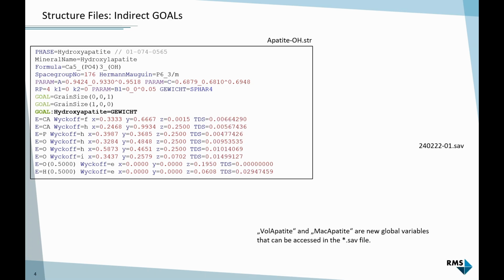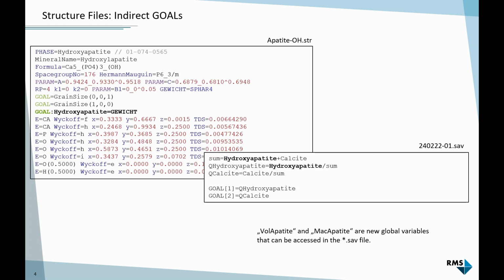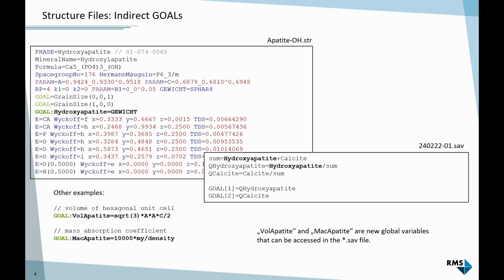Indirect goals, that's what I already mentioned. We assign the value of Gewicht to a new variable called hydroxyapatite. The animations are a bit messed up here, so sorry for that. And then we can access this in the control file to calculate the normalized phase quantities. That's what's going on there.